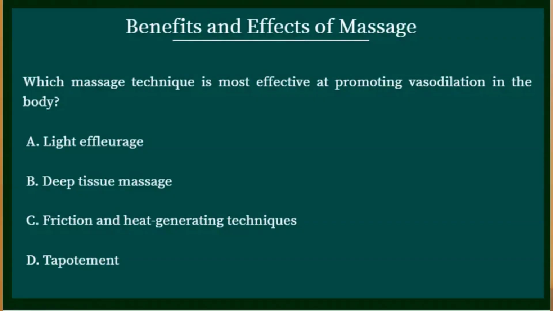B, deep tissue massage incorporates a lot of different effects. Relaxation, it breaks up adhesions. It also promotes vasodilation, but it's got a wide umbrella of different effects on the body. Friction and heat generating techniques are very intensive vasodilation because it generates inflammation. It heats up and inflames the area that you're working on, which is very good at promoting vasodilation.